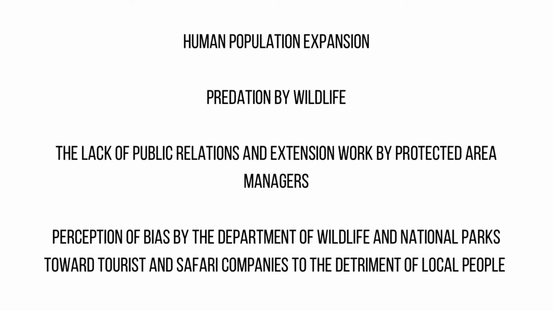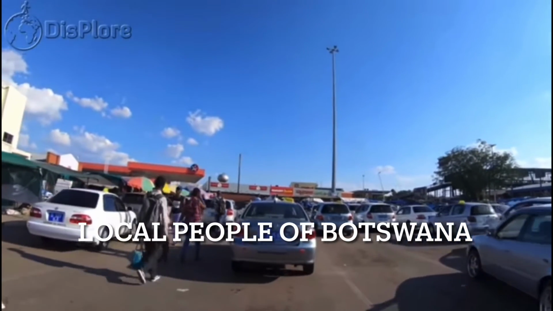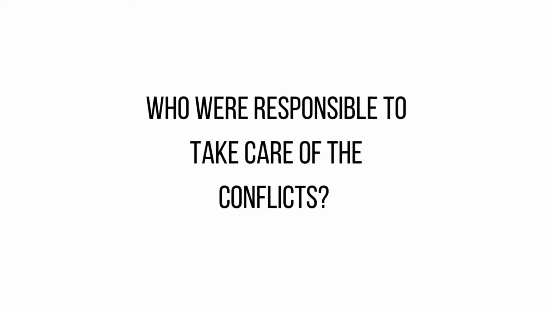The conflicts that happened were human population expansion, predation damage by the wildlife, the lack of public relations and extension work by protected area managers, and perception of bias by the Department of Wildlife and National Parks towards the tourist and safari companies to the detriment of local people. The people involved in this conflict are the local people and the Department of Wildlife and National Parks.